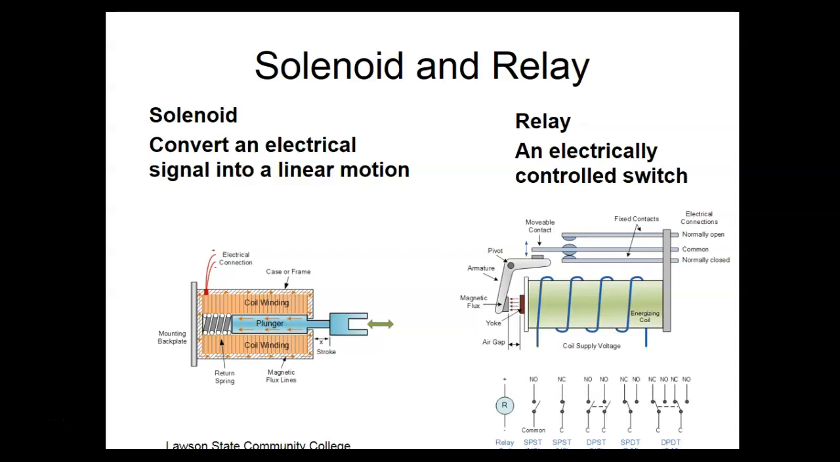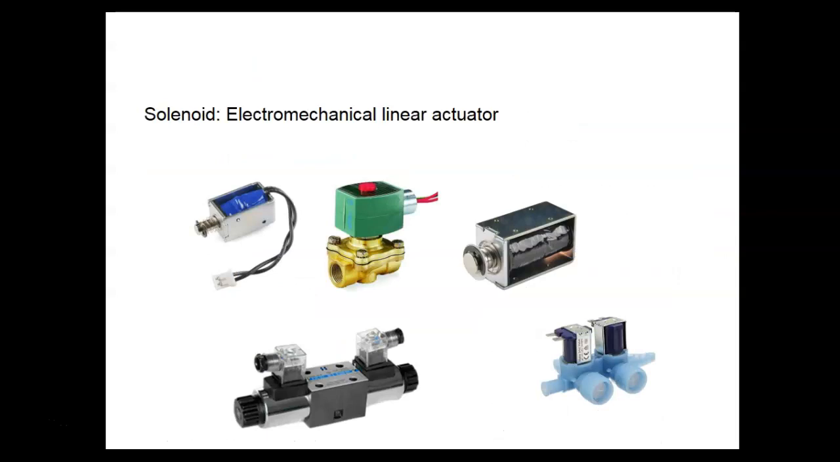Like the program controller couldn't run a motor. It might run a light, but it couldn't run a motor. But the program controller could energize a relay, and then the relay could run a motor. So this is a very, very important concept to understand.